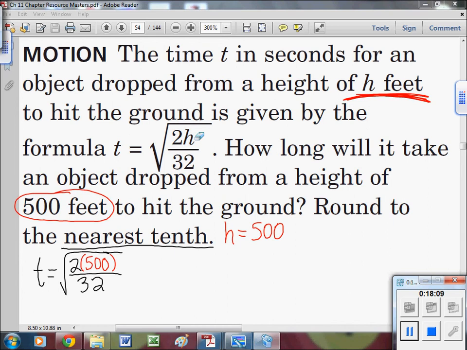Now, here's how the order of operations works with these. I mentioned to you guys earlier, the radical or the square root is technically like a grouping symbol, meaning you've got to do what's inside of it first. So go from the inside and work your way out. Start by doing 2 times 500. Well, that's 1,000. So we have 1,000 divided by 32, and then the square root of all of that. So we still have that.